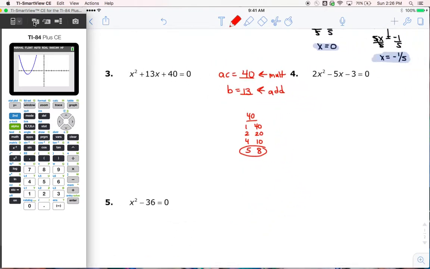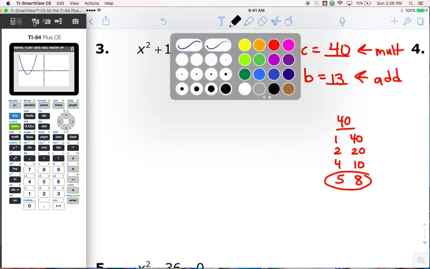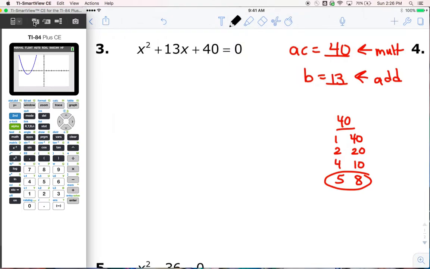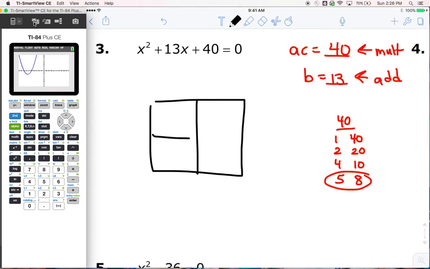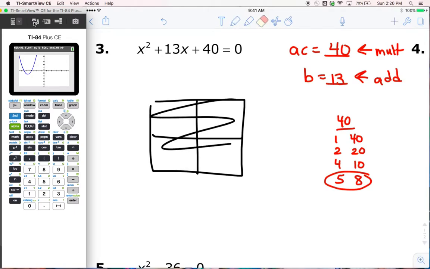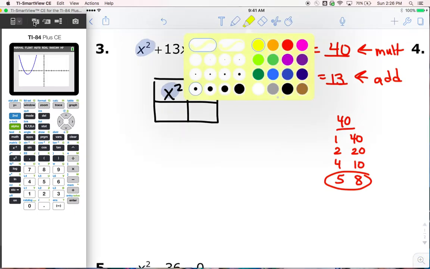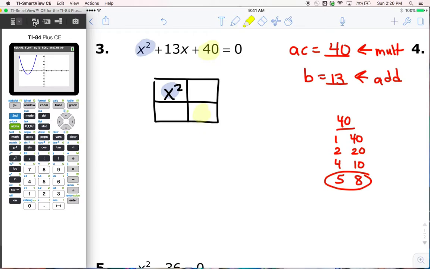Now I'm going to do this factoring a little bit differently than previous videos. Instead of using grouping, I'm going to use the box method, especially because there was no GCF. So I'm going to draw a box here. That box is too big, let me draw a smaller one. Sorry. Here's my box. This term goes right here, so I've got x squared. Then we've got the 40 at the end. We know the constant goes right here.